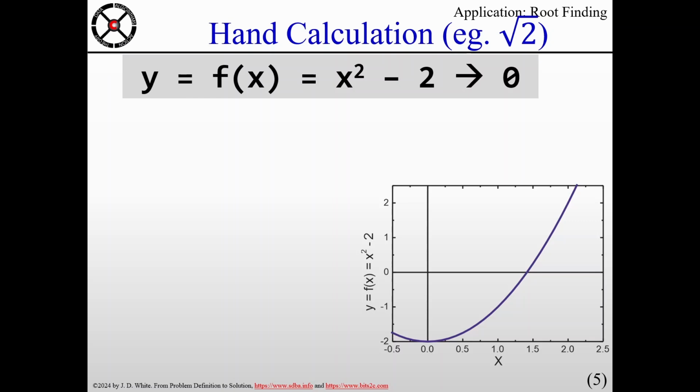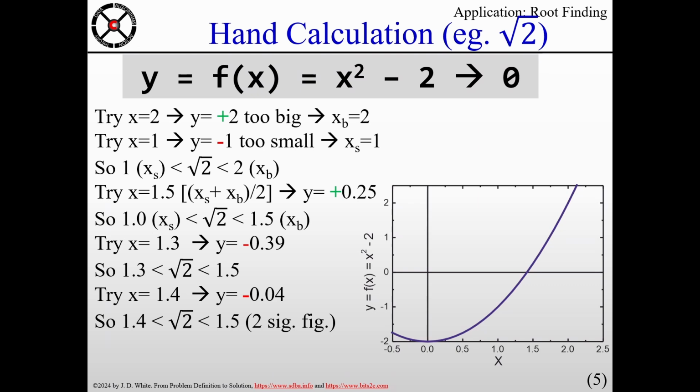So how do I start to do it? Let's try x equals 2. I see, oh, it's too big. Let's try x equals 1. Oh, it's too small. So I say let's split the difference. I know that 1 is too small, 2 is too big. I'll split the difference and try 1.5. I find y is greater than 0, so I'm on this side. So 1.5 is too big, right? So I know my answer is going to be less than 1.5, but greater than 1.